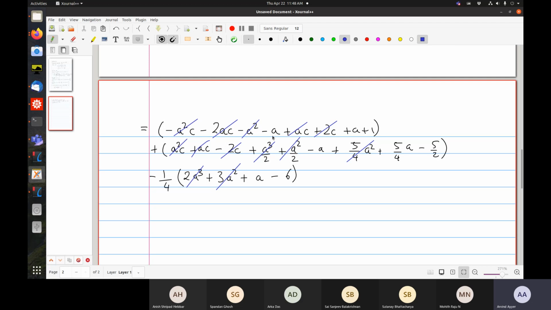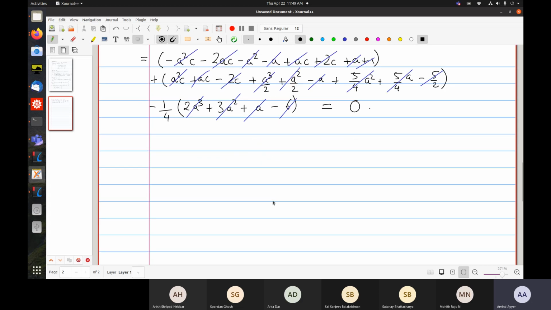Now let's look at the a terms. I have minus a plus a. Let me just cancel that out right here. And then I have minus a plus 5 by 4a minus 1 by 4a, which also cancels. And lastly, I have the constant term. I have a 1 over here and a minus 5 by 2 and a plus 3 by 2. 6 by 4 is 3 by 2. And so amazingly, everything cancels as it should, and then we get a big result. So there is no prefactor. Okay. All right. So that's very satisfactory.